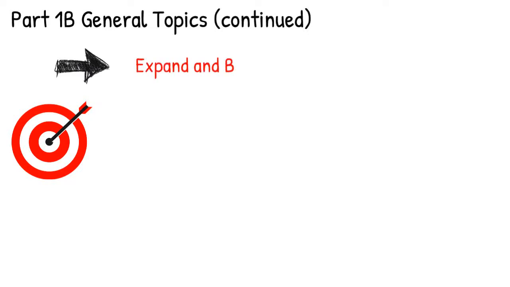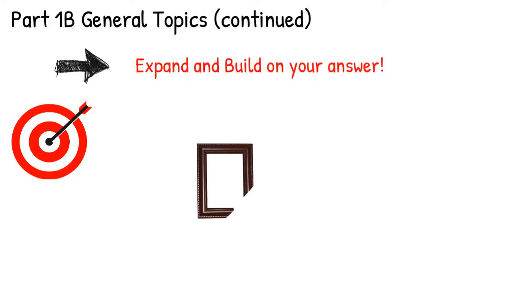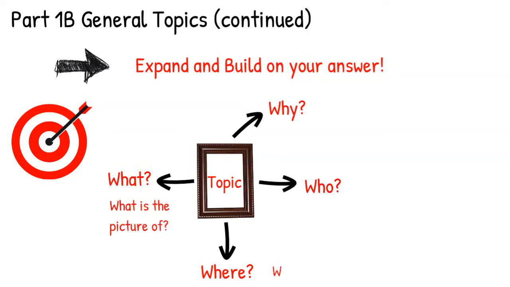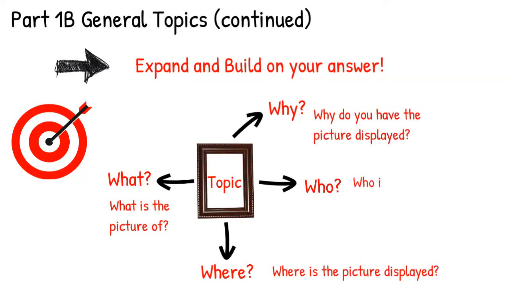So in this section, we're going to talk about how important it is to expand and build on your answer. In this case, the topic is photos and a photo in our house. So we're automatically going to ask questions like, what, where, why, who? And things like, what is the picture of? Where is the picture displayed? Why do you have the picture displayed? Who is the picture of? These are automatic questions you're going to ask about each topic.